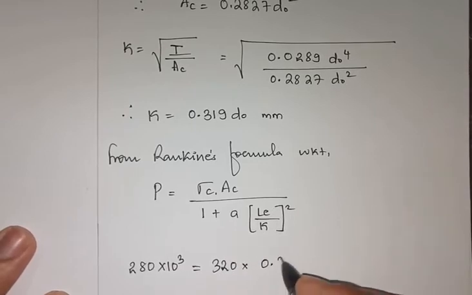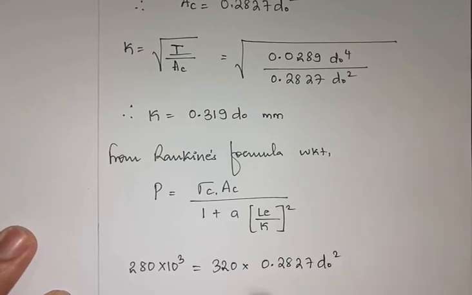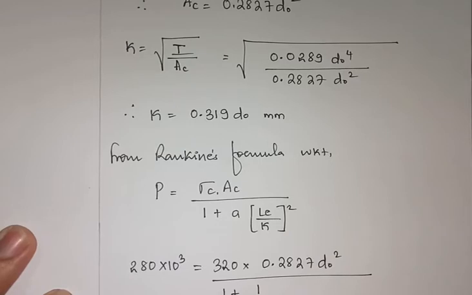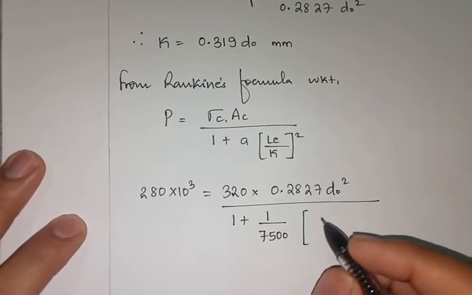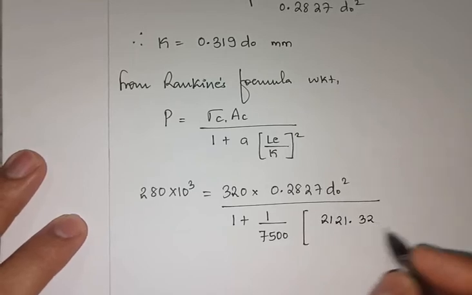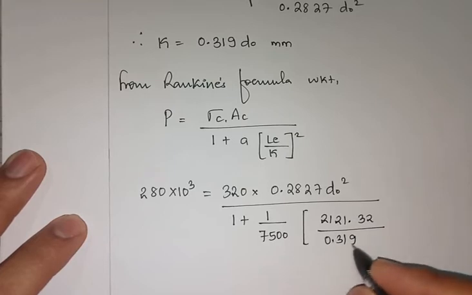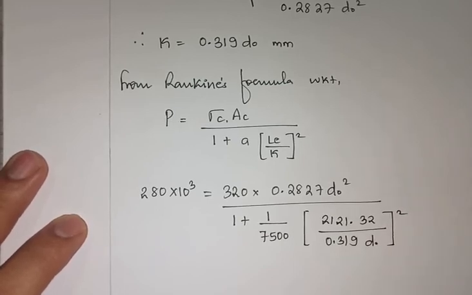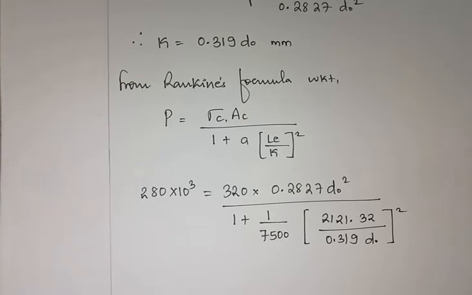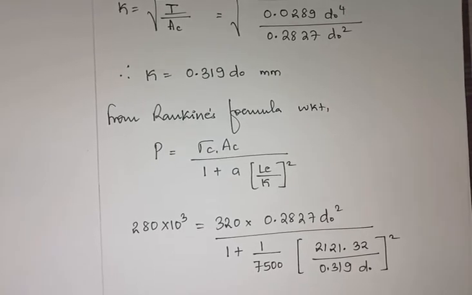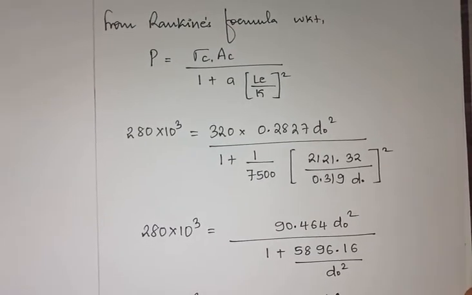AC value is 0.2827 D naught square divided by 1 plus value of A, which is 1 divided by 7500. LE, L effective is 2121.32 divided by value of K, which is 0.319 D naught. This thing you need to square, right? So now you simplify and try to formulate what is D naught. So once I substitute everything in terms of D naught, then I need to simplify. Simplification here is a bit difficult, but a very important problem from your exam point of view. So let us go ahead and step by step check out how I have simplified.